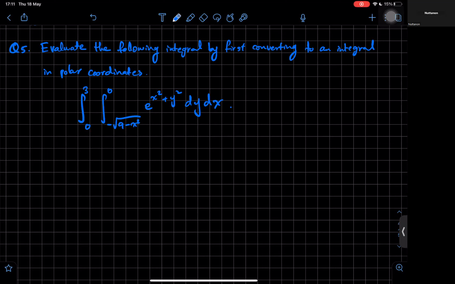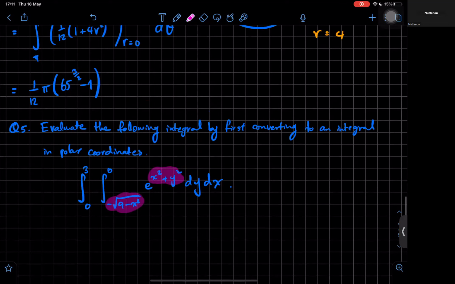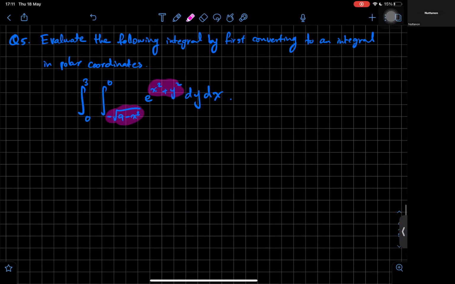Okay, this one. Even though they don't tell you to change it to polar coordinate, x squared plus y squared, and when the area is something like this, it's a very good time to consider doing it in polar coordinate. These two things are a very good candidate. Okay, so let's see. First draw the region.